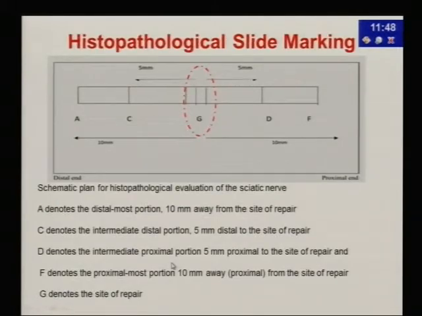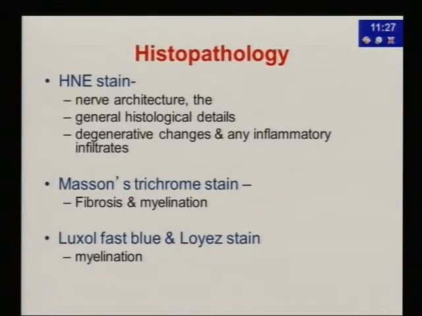So you can see here, this is the model. The site G represents where there was a nerve transection. And we did the study histopathologically, both distal as well as proximal, at 5 mm and 10 mm. That means sections were taken from the site of injury, 5 mm distal and proximal at day 30. So we did this whole panel of tests to see the microvasculature, myelination, and fibrosis.